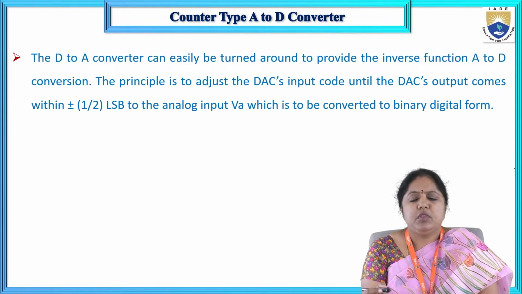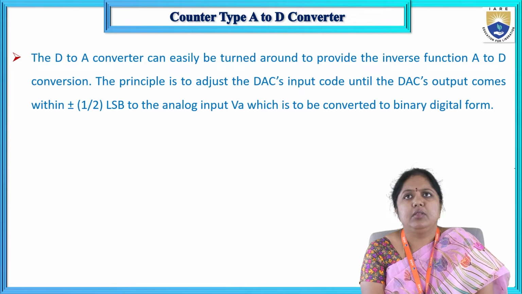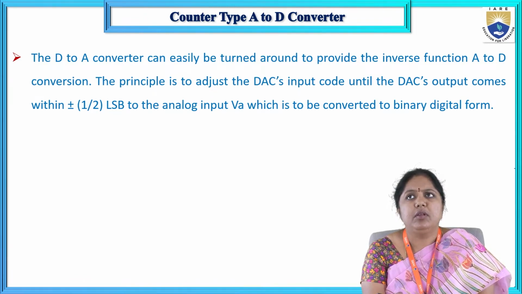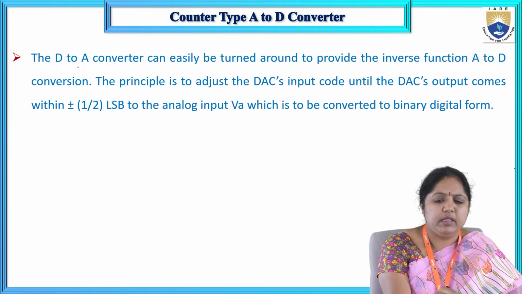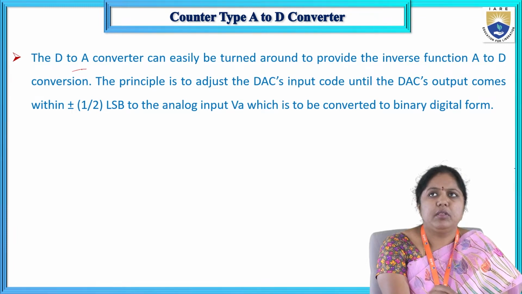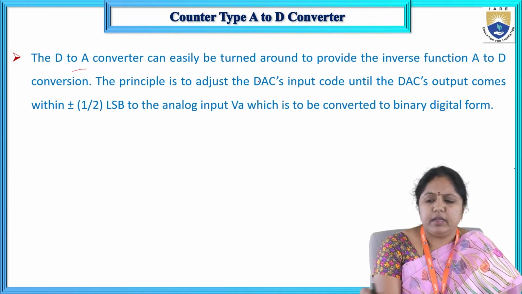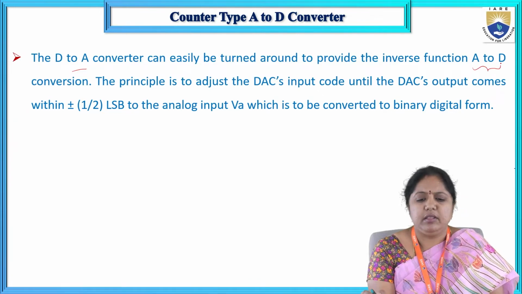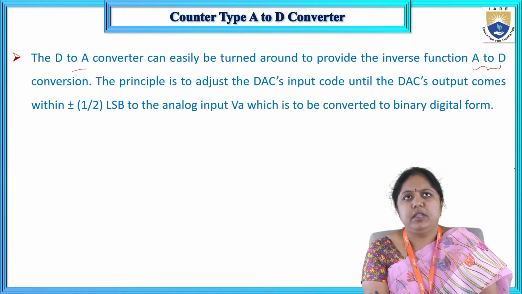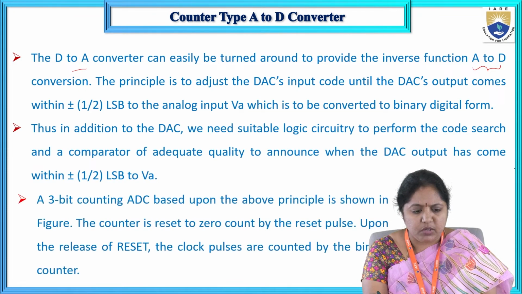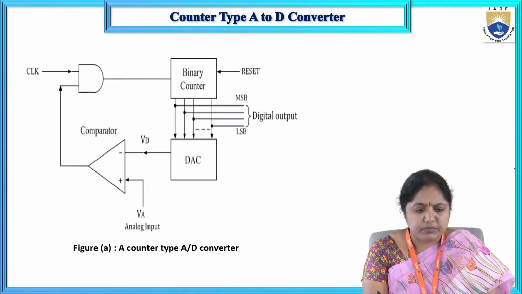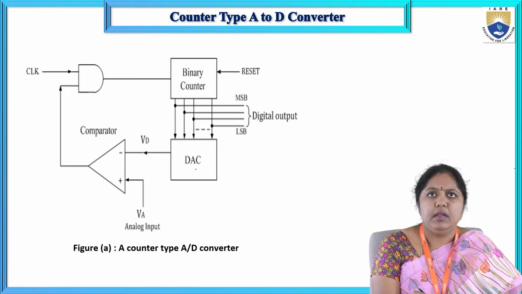Counter type of ADC. This counter type of ADC is the inverse of the D to A converter. In the previous session we have seen the D to A conversion. So the counter type of ADC circuit is the reverse form of the D to A conversion. In this one, the first thing is we need to adjust the corresponding input code word for the DAC. If I show the circuit, you can understand what that is. So here, this is the DAC.